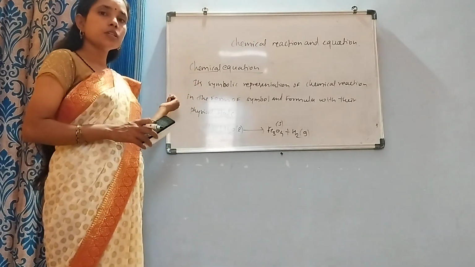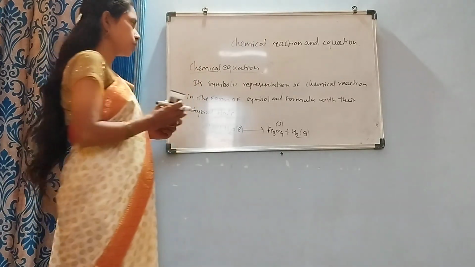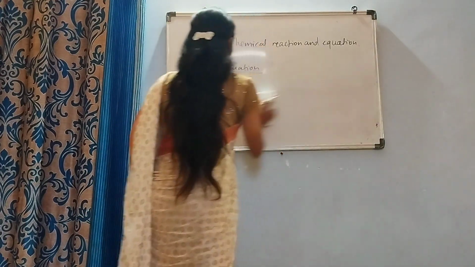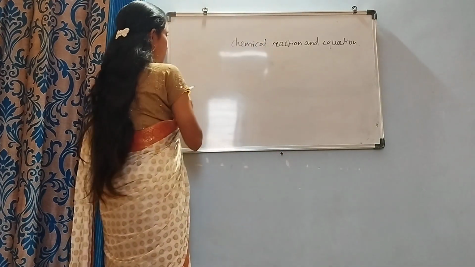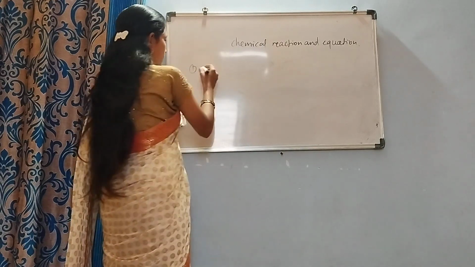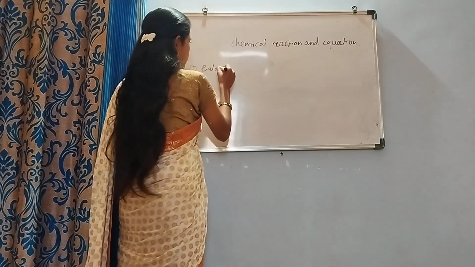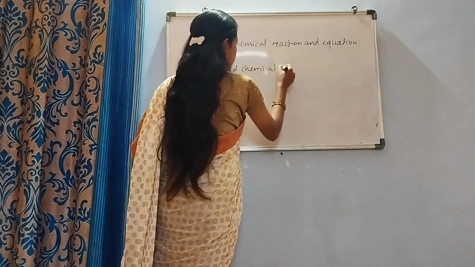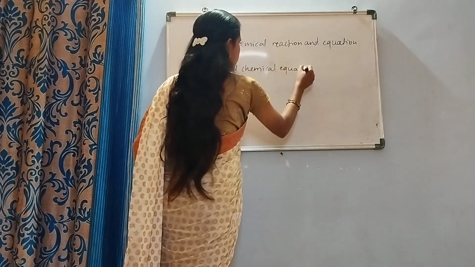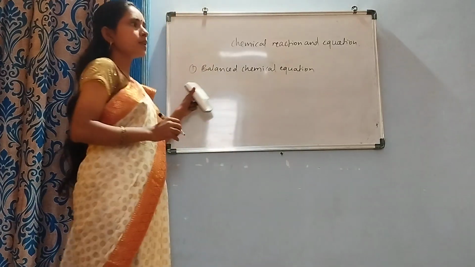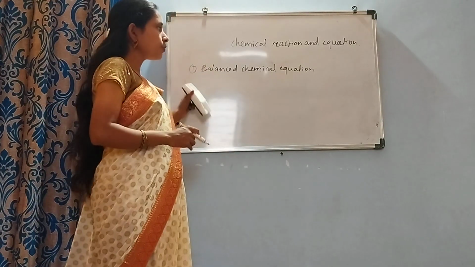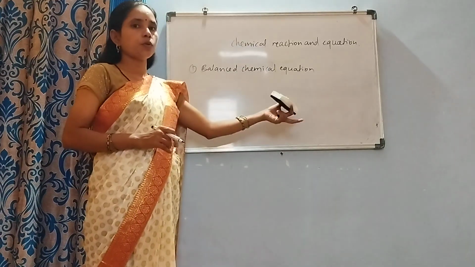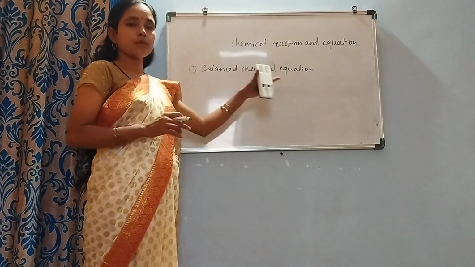We can discuss the types of chemical equation later. One is the balanced chemical equation, and one is the unbalanced chemical equation. Chemical equations divide into these two categories. So what is meant by a balanced chemical equation? The number of atoms involved in the reactant is equal to the number of atoms involved in the product. That is called a balanced chemical equation.